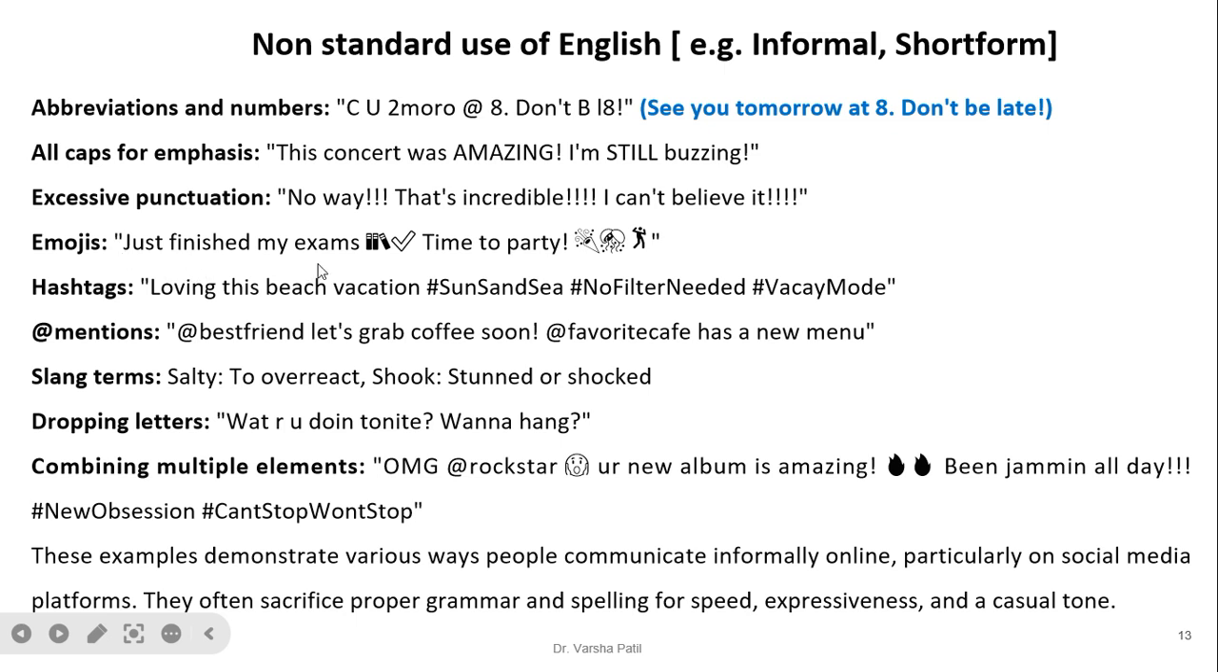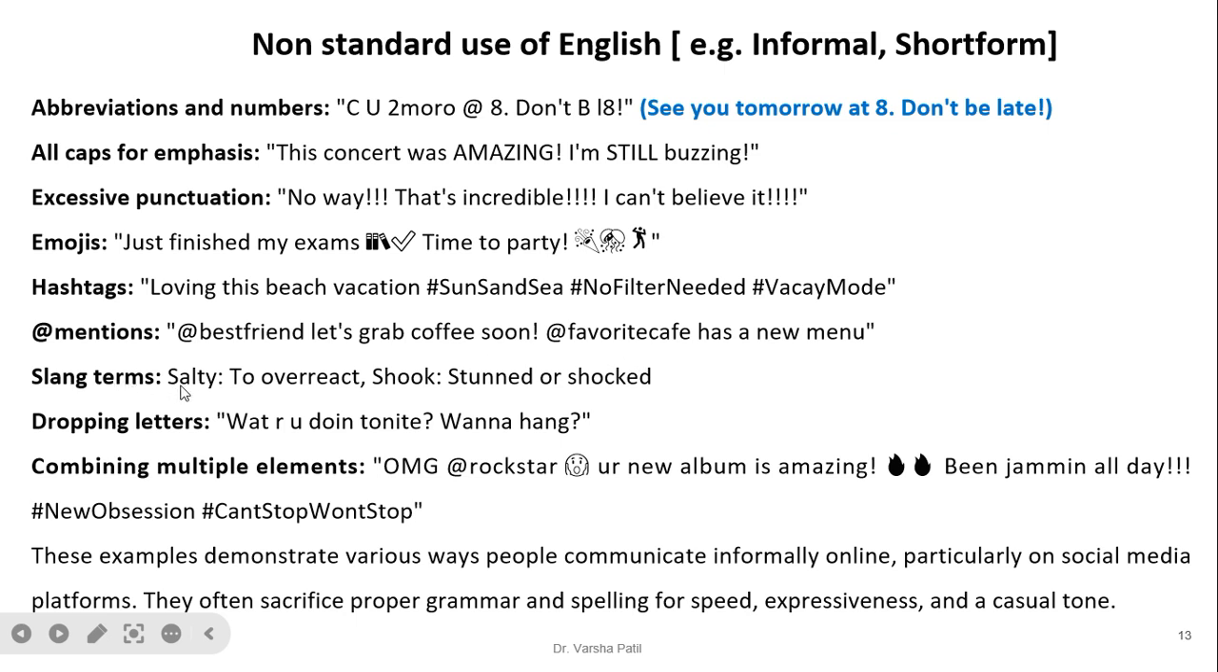Emojis. Just finished my exam. It's time to party. Hashtags. Loving this beach vacation. Sun and sea. No filter needed. Vacation mode. At mentions. At best friends, let's grab coffee soon. Favorite cafe has a new menu.